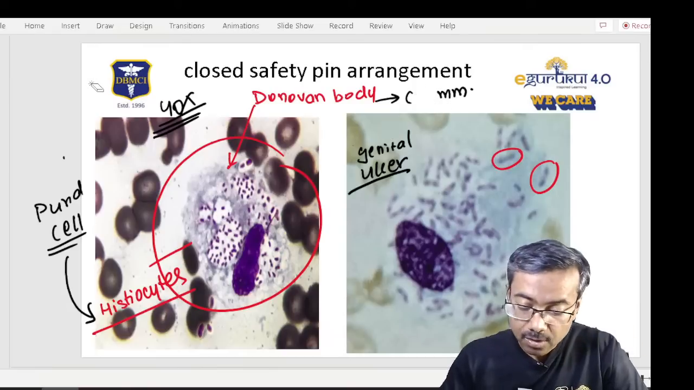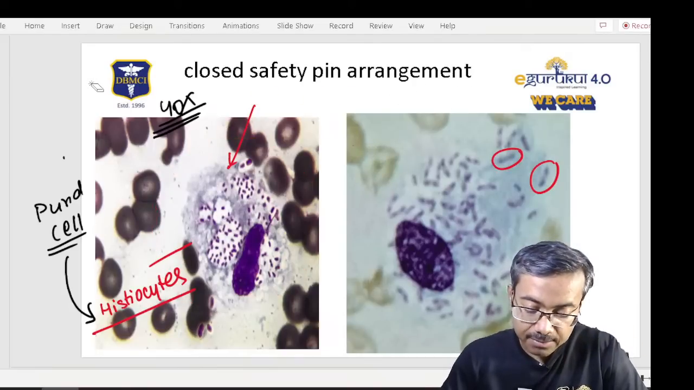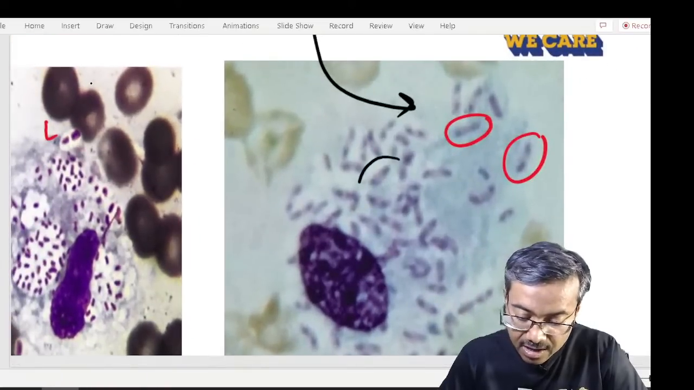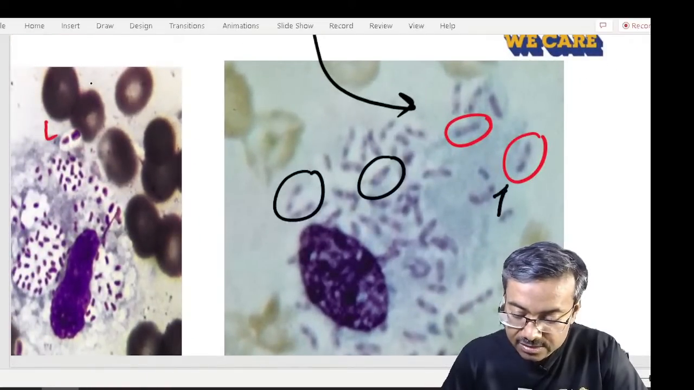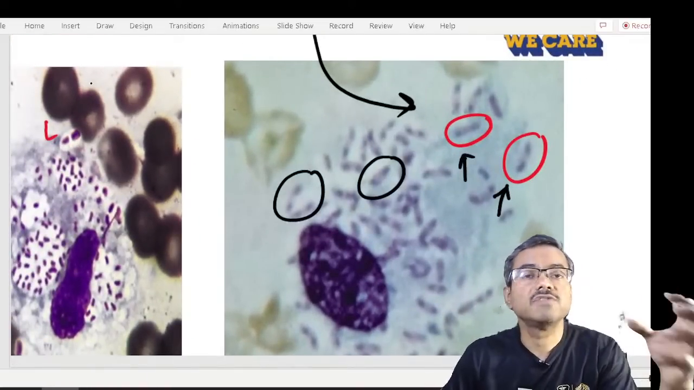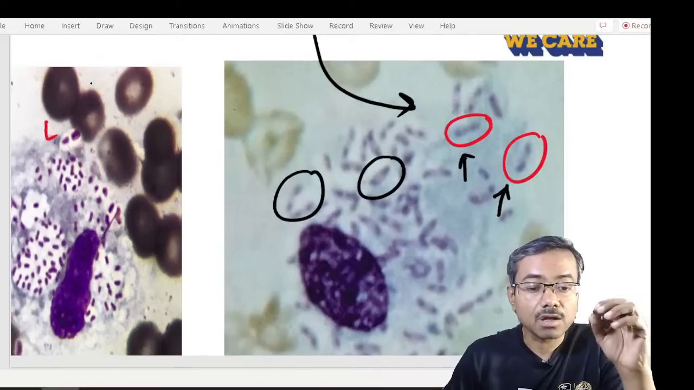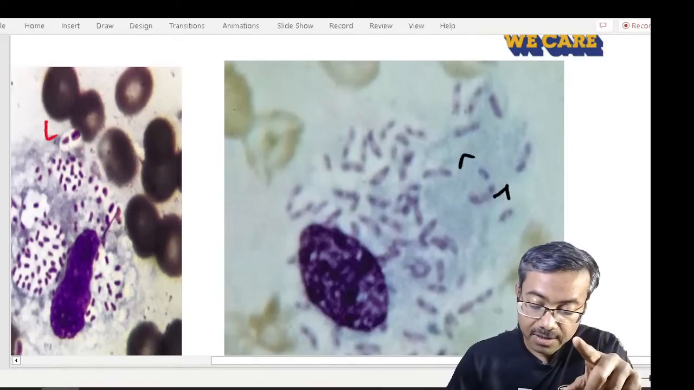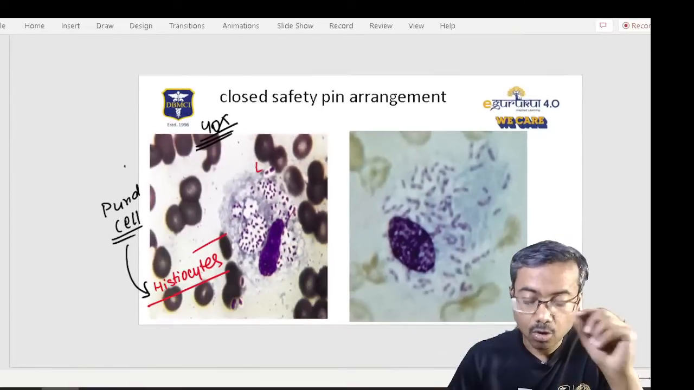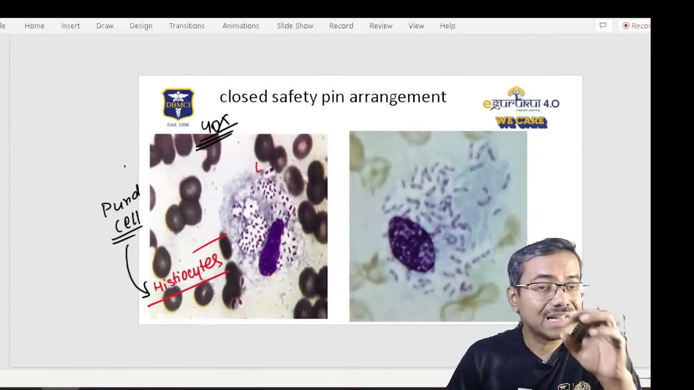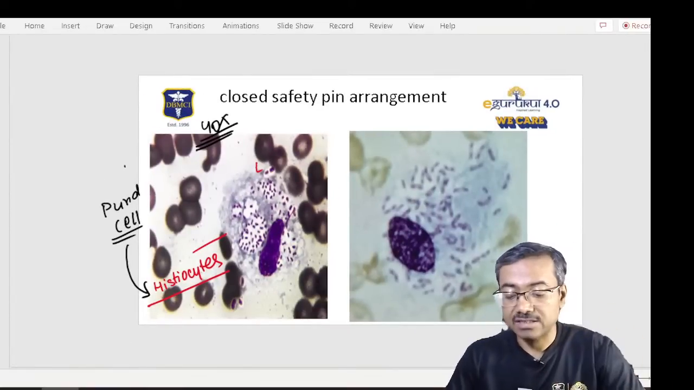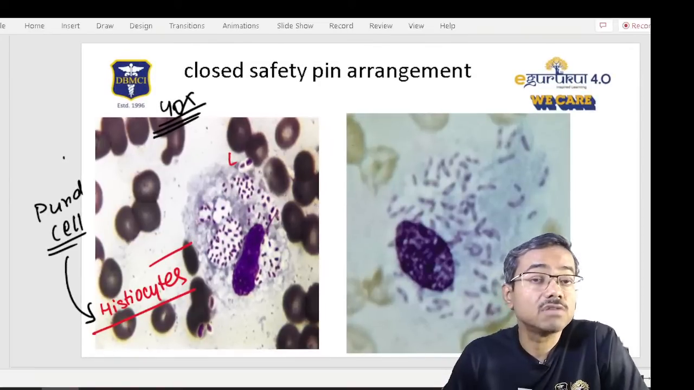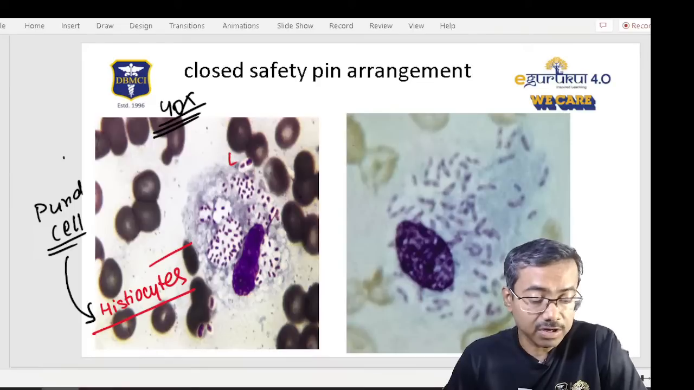If you see the same Donovan body on a higher power, we get this classical appearance where the edges seem to be more prominent than the center. So we call it a closed safety pin appearance on a high power. Remember, closed safety pin is not an appearance on low power. In the Pund cells, low power has dots, high power has these closed safety pins, and that's typically the closed safety pin of donovanosis.